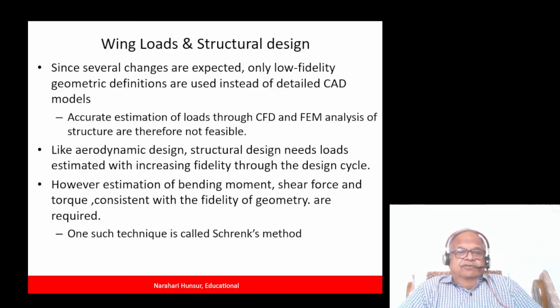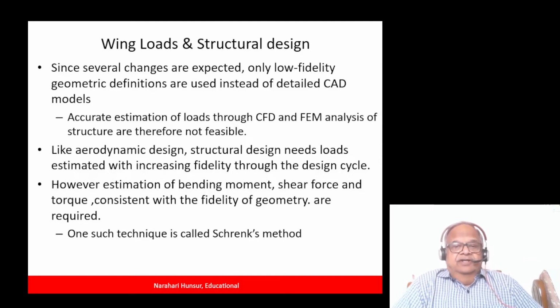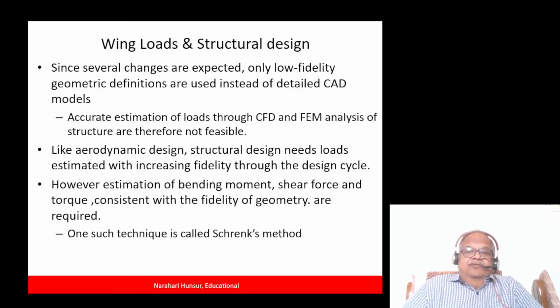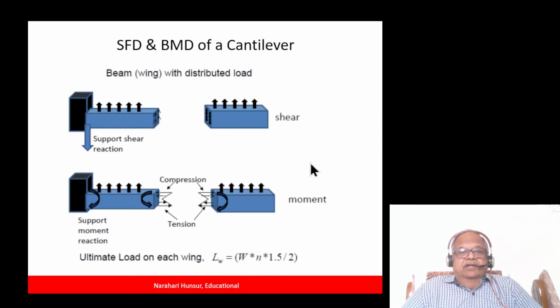Bending moment and shear force estimation, and torque as well, of course, consistent with the fidelity of the geometry, are required. So one such technique which came out somewhere in the 1930s or a little earlier or later, I don't quite know, is what's called Schrenk's method. Schrenk is a researcher who came up with this method of estimating quickly. And this is a quick recap of the cantilever. So you have a cantilever, which in this case, let's say is the fuselage, and this is the wing attached to it. And you have a bending moment and the shear force which is coming at the root, which is what I'm trying to estimate.